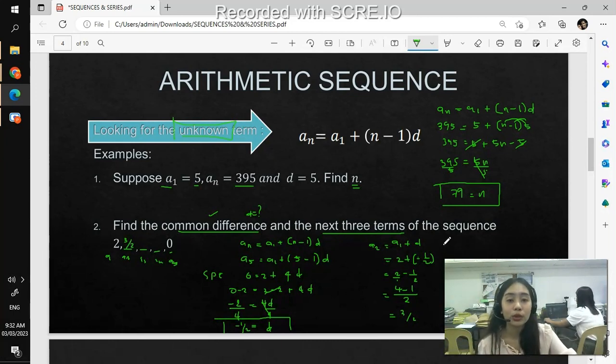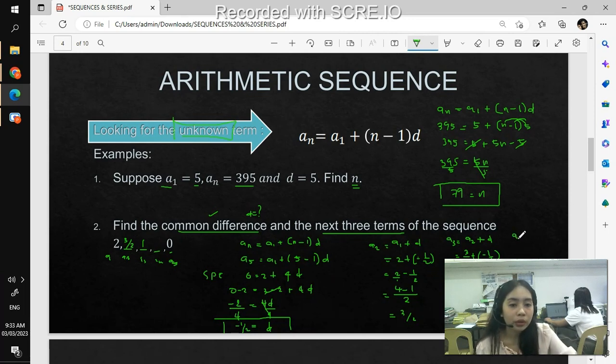Now we proceed to the next term. We have a sub 3. To get a sub 3, all you have to do is to add a sub 2 and the common difference. So you have a sub 2, that is 3 halves, plus negative 1 half. Positive times negative becomes negative 1 half. In this case, we have the same denominator, so we copy the denominator. Then we have 3 minus 1, that gives us 2. 2 divided by 2 gives us 1. Therefore, the third term of the sequence is positive 1.